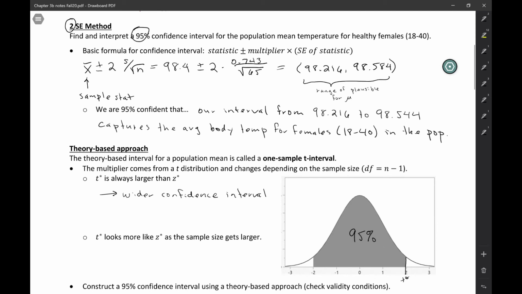However, T star does start to look more like Z star as the sample size gets larger. And this sort of makes sense too. As your sample size gets larger, your sample standard deviation becomes a better and better estimate of your population standard deviation, and so that extra uncertainty isn't as much of a big deal.